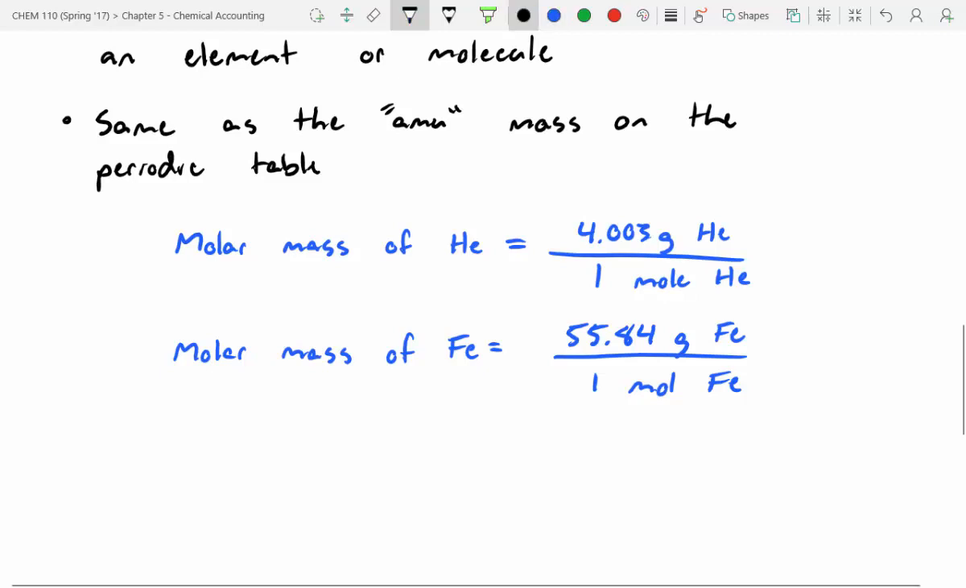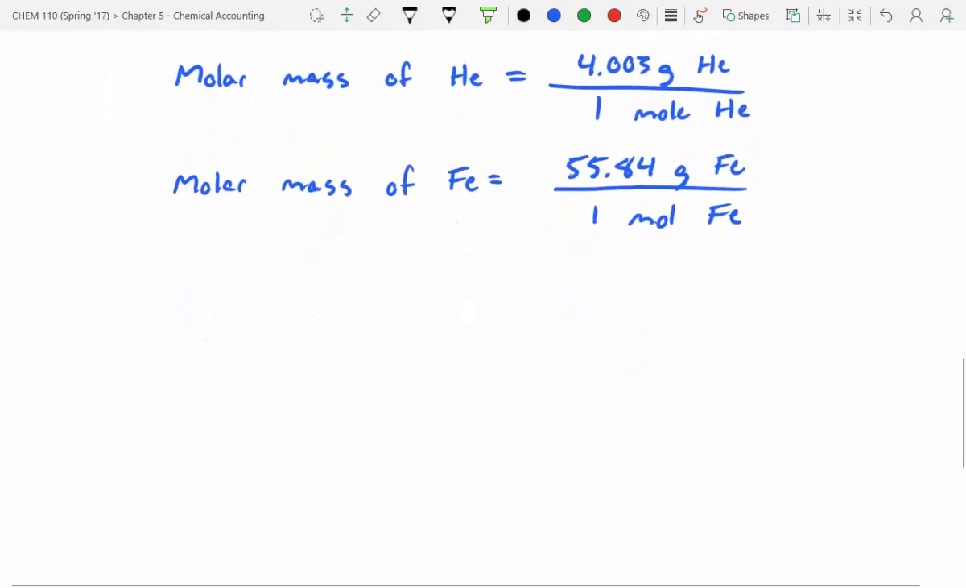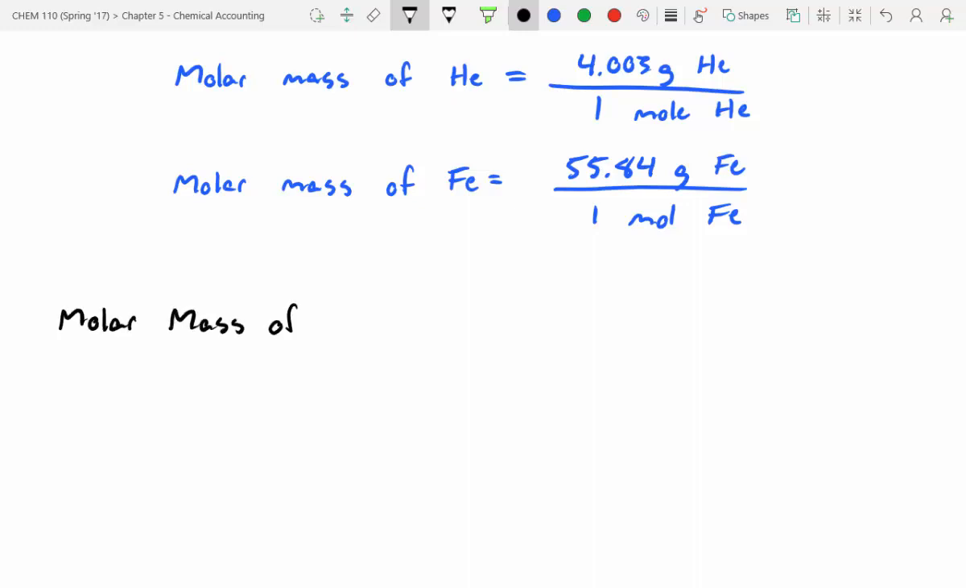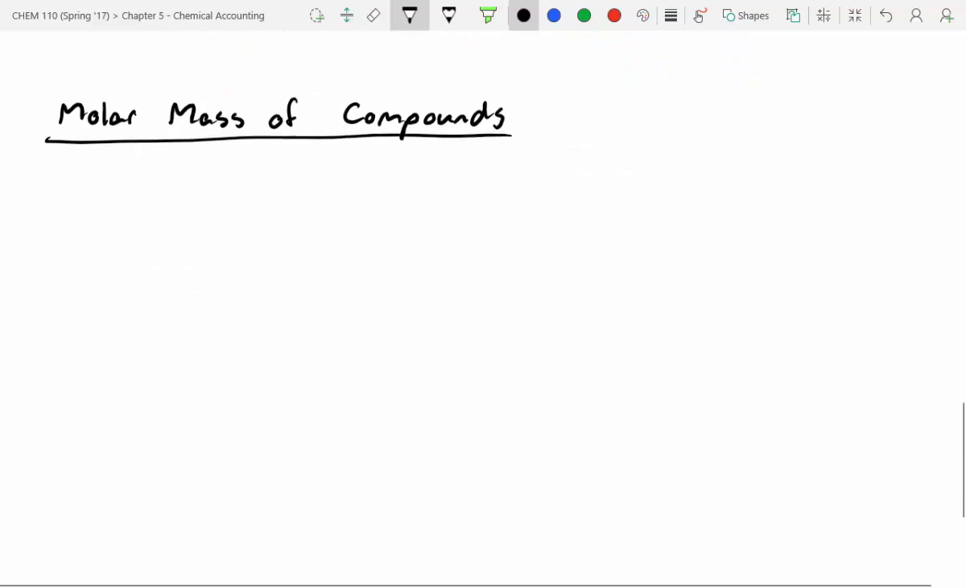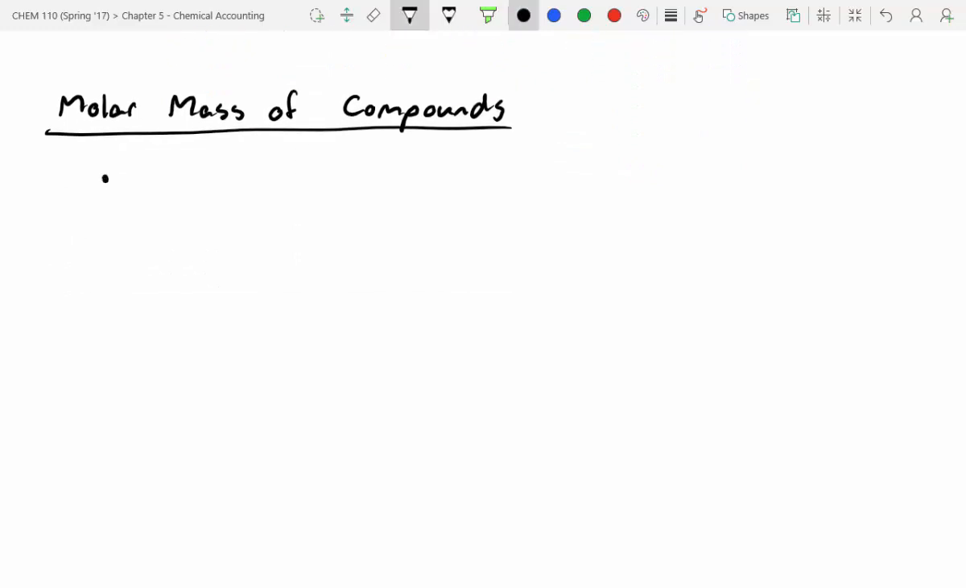We also need to determine the molar mass of compounds rather than individual elements, but this requires a little bit more work. Not too much work, though. The molar mass of a compound is the sum of all of the elements.